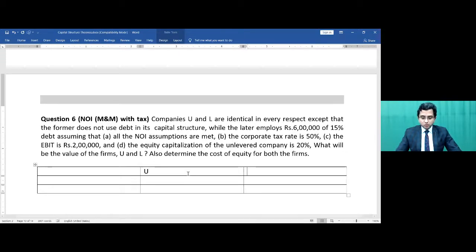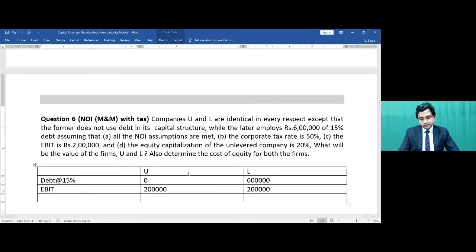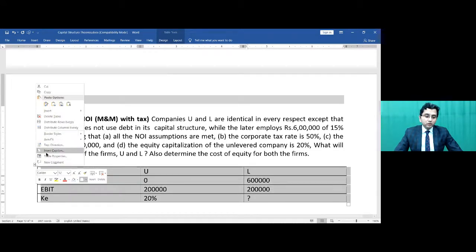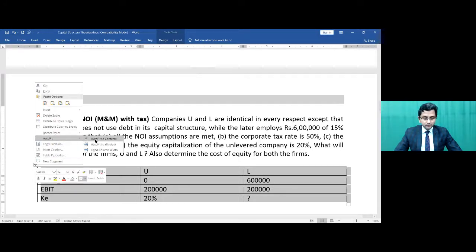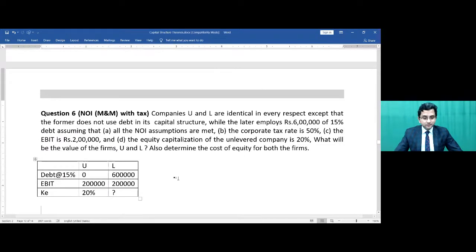This is company U, this is company L. So the amount of debt at the rate of 15% is 0 and it is 6 lakh. Then EBIT is 2 lakh and 2 lakh. And then cost of equity is given as 20%, and here it is not given. And you have to calculate the value of both the firms, and you have to make some other calculations also. Okay, this is the situation.